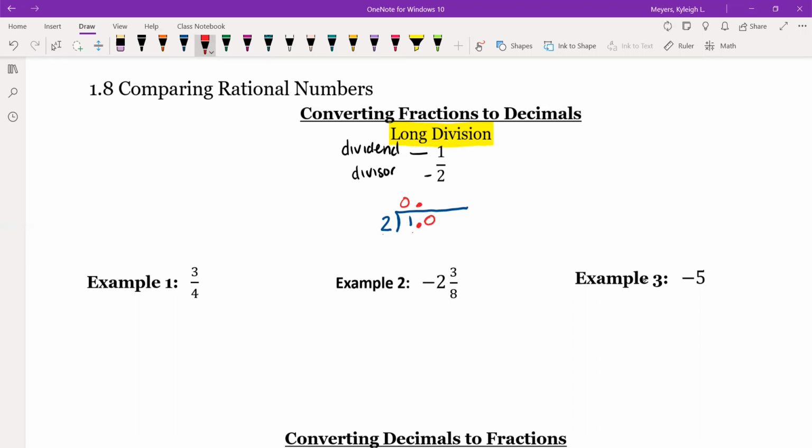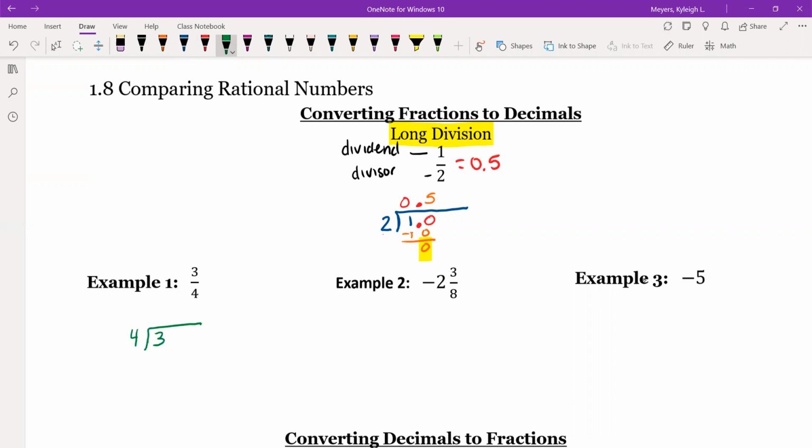And now we have to think about, okay, does 2 go into 10? Yes, 2 goes into 10 5 times, right? So then we minus 10 and we get 0. So you keep on doing long division until you get a 0. Then we know that 1/2 is 0.5. All right. So remember, the top goes inside, the bottom goes outside.